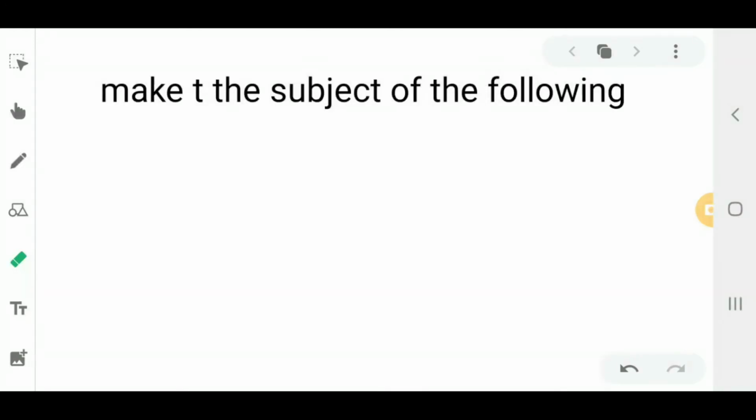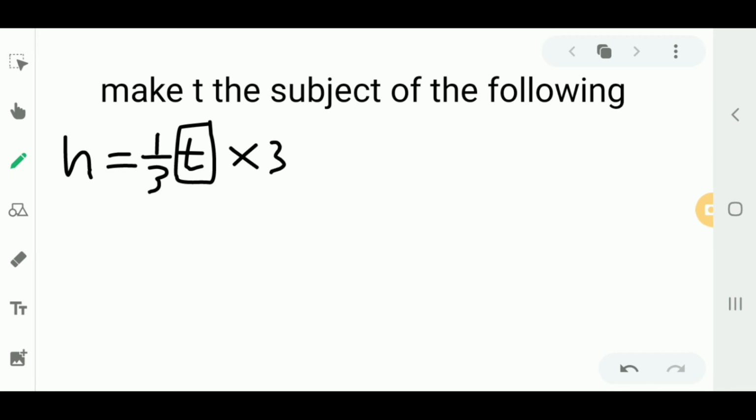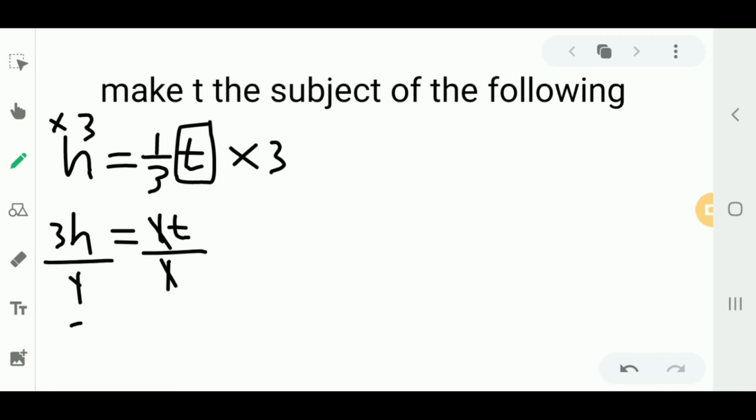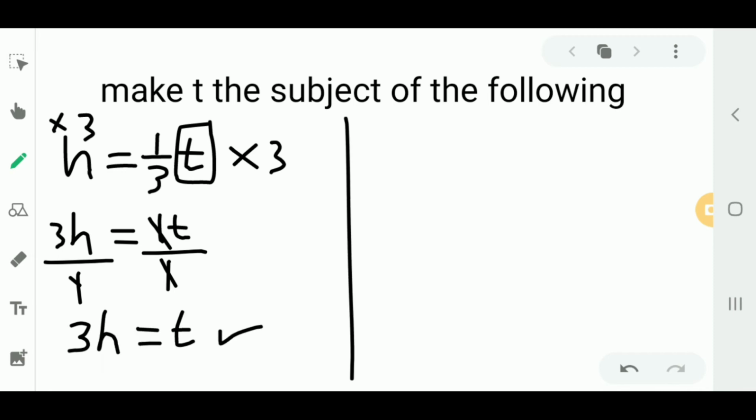So now, for the following, we're going to make T the subject of the formula. T is right here, so that means we need to get rid of 3 in the denominator. So we're multiplying both sides by 3. So we have 3H is equal to 1T. What we do now is divide both sides by 1 to get rid of the 1. But we could have just said 3H is equal to T, and that would be a final answer.